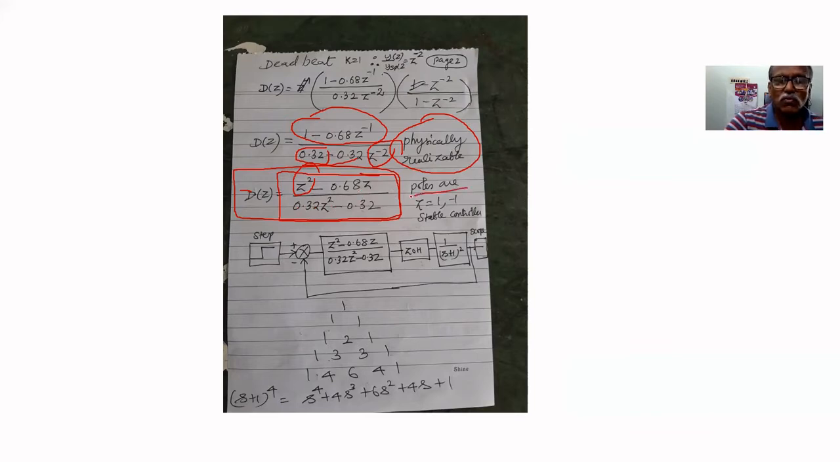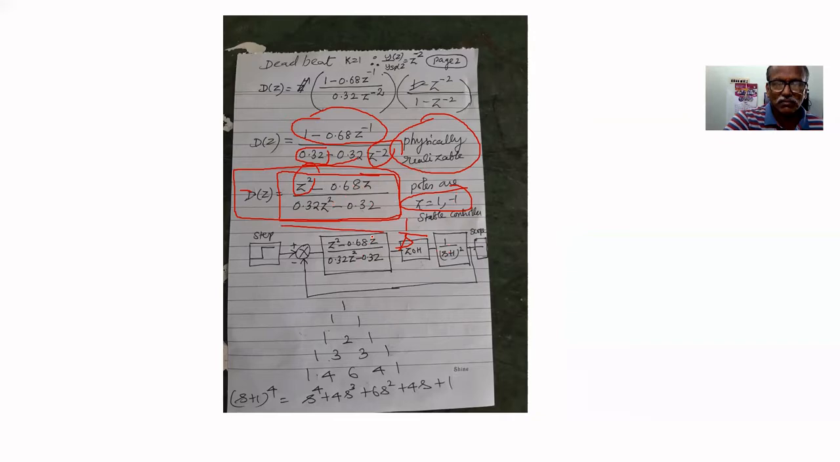The poles are 1 and minus 1, which are on the unit circle, that is equivalent to a 1 by s term. This is in open loop, 1 by s. But if we find the closed loop, it becomes a first order system. That's why this will be a stable controller.